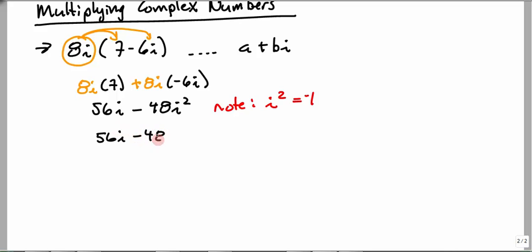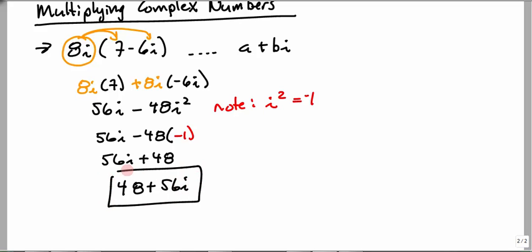56i, negative 48, I squared is negative 1. And of course a negative times a negative is a positive. I'm still not quite done. Remember, a plus bi, it's real plus complex. This is in the exact opposite order of what I need. So I need 48 plus 56i. There's my solution.